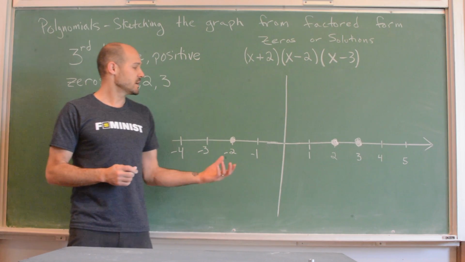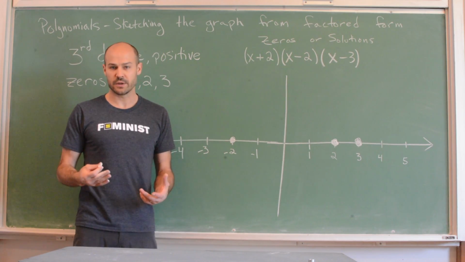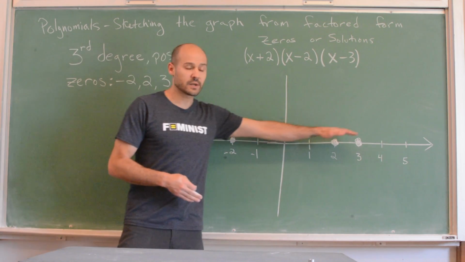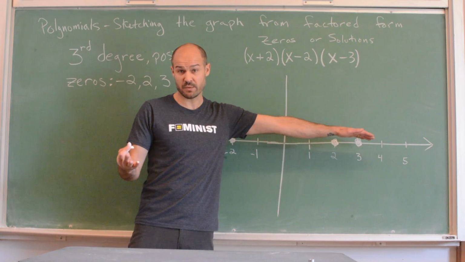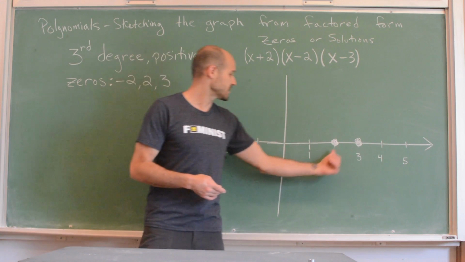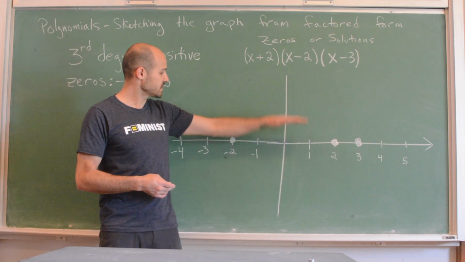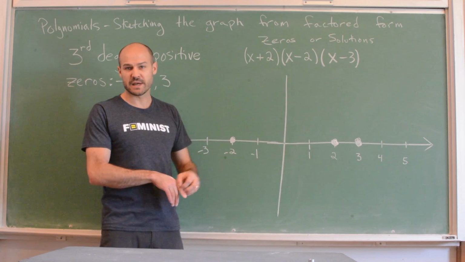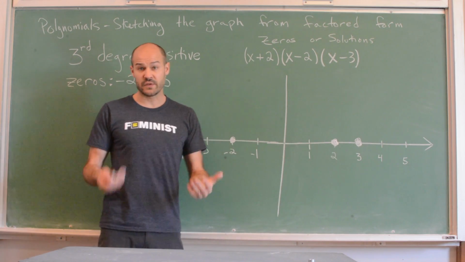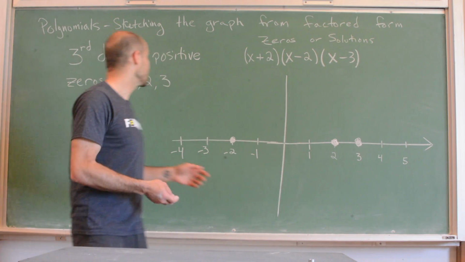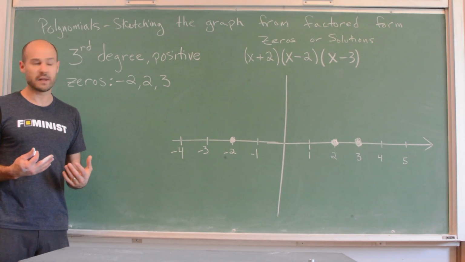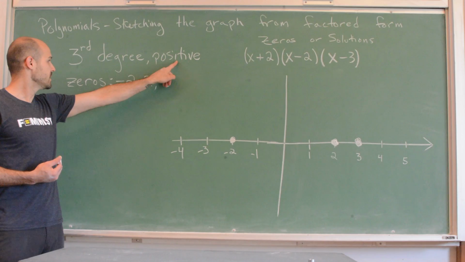Here's a good understanding of visually why these are called zeros. The y-coordinates at these points are all 0. So that's why they're called zeros. These points of negative 2, positive 2, and positive 3 are the zeros of the graph of the polynomial because they have y-coordinates of 0. Now, to finish sketching the graph, we have to recognize the classification. Remember, we found out it was a third-degree polynomial and it was positive.